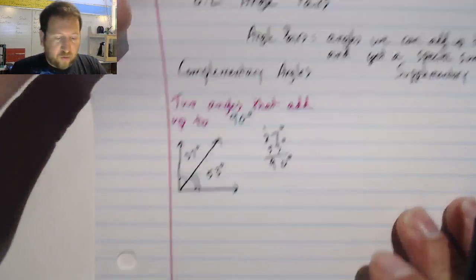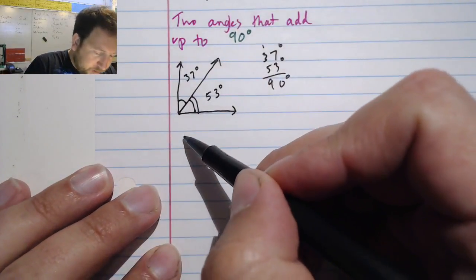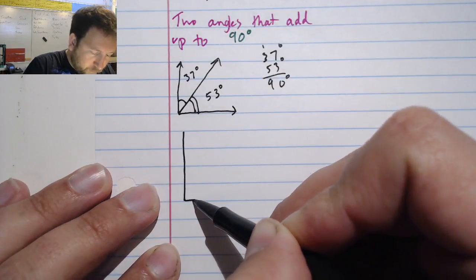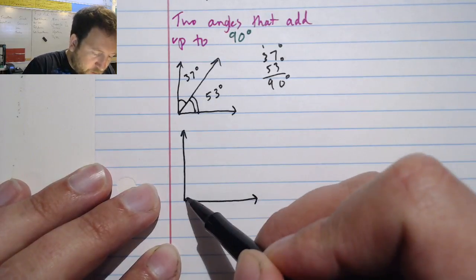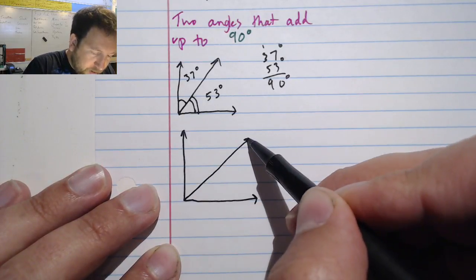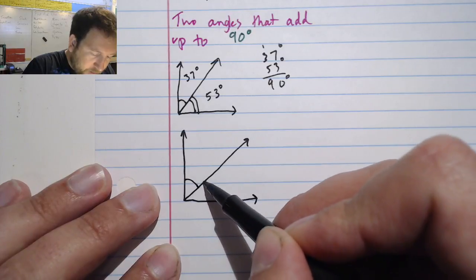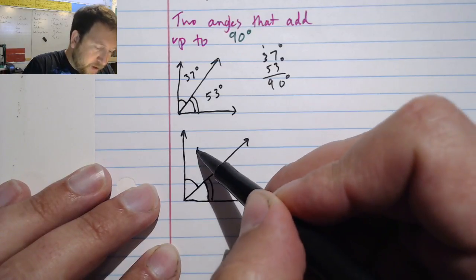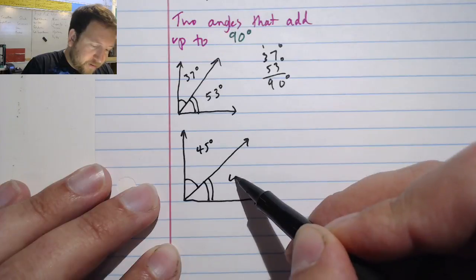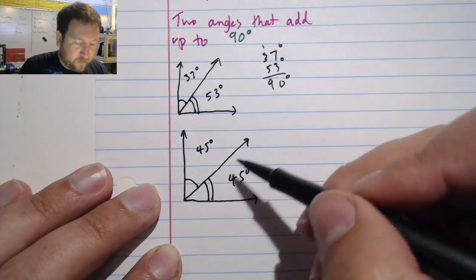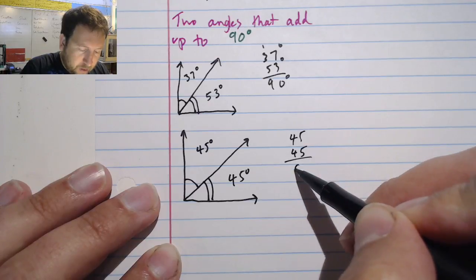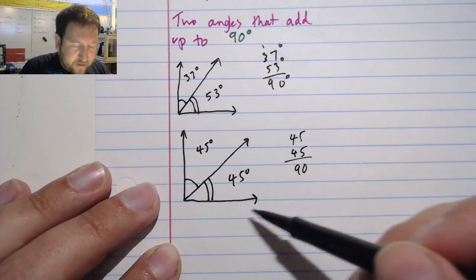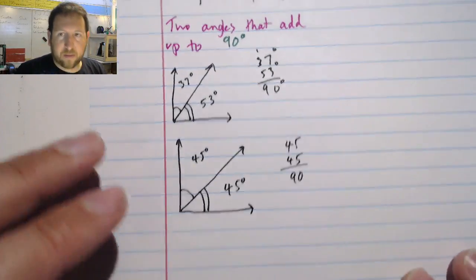Let's do two more examples of what this could look like. Now if I split this directly down the middle, it can look like this, and I have one angle here and one angle here. This one would be 45 degrees, and this one would also be 45 degrees. If I add them up, I get 90. So I can tell this is another example of complementary angles.